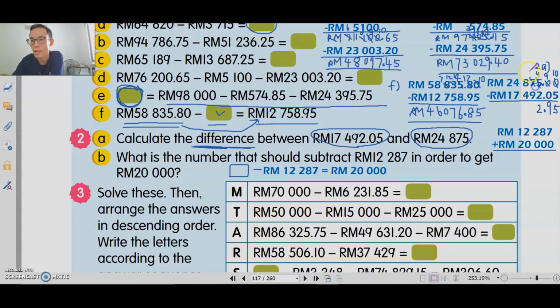4 minus 2. This one not enough. Plus 10 becomes 17. This one minus 1 becomes 7. 17 minus 9 is 8. 7 minus 4. Again, plus 10 becomes 14 minus 1. 14 minus 7 is 7. 1 minus 1 is nothing. Then write your RM.